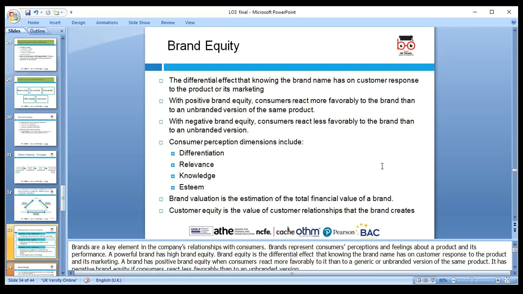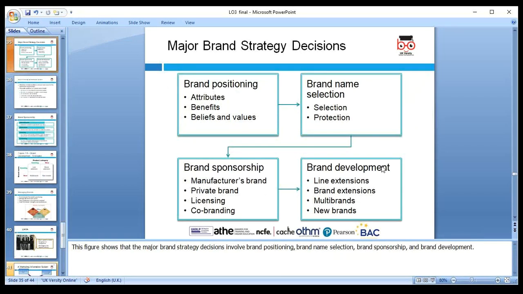Okay, a brand is a logo. We can say a brand is brand equity. A brand is always emphasized in people's minds. We need to look at differentiation, relevance, knowledge, and esteem, and we need to create the brand accordingly, to meet the needs and wants of the customer. So brand image is very crucial. Major brand strategies can be attributes. We can emphasize benefits, beliefs and values.